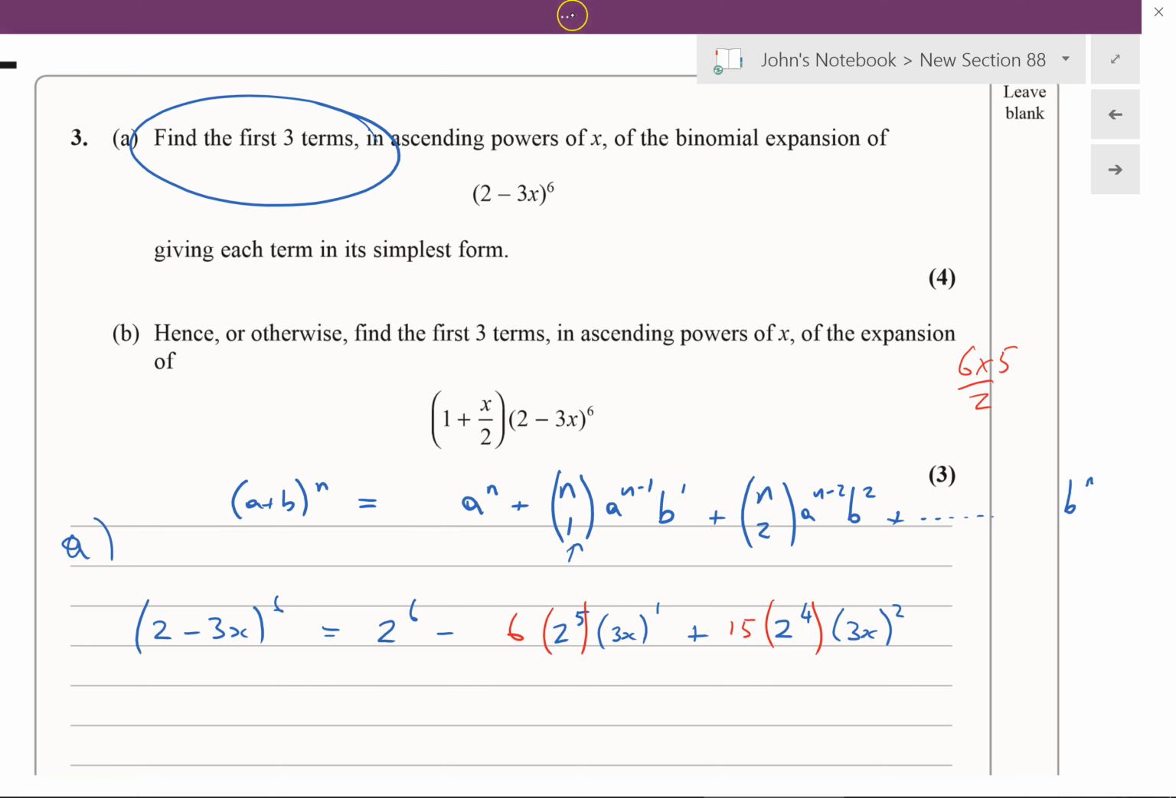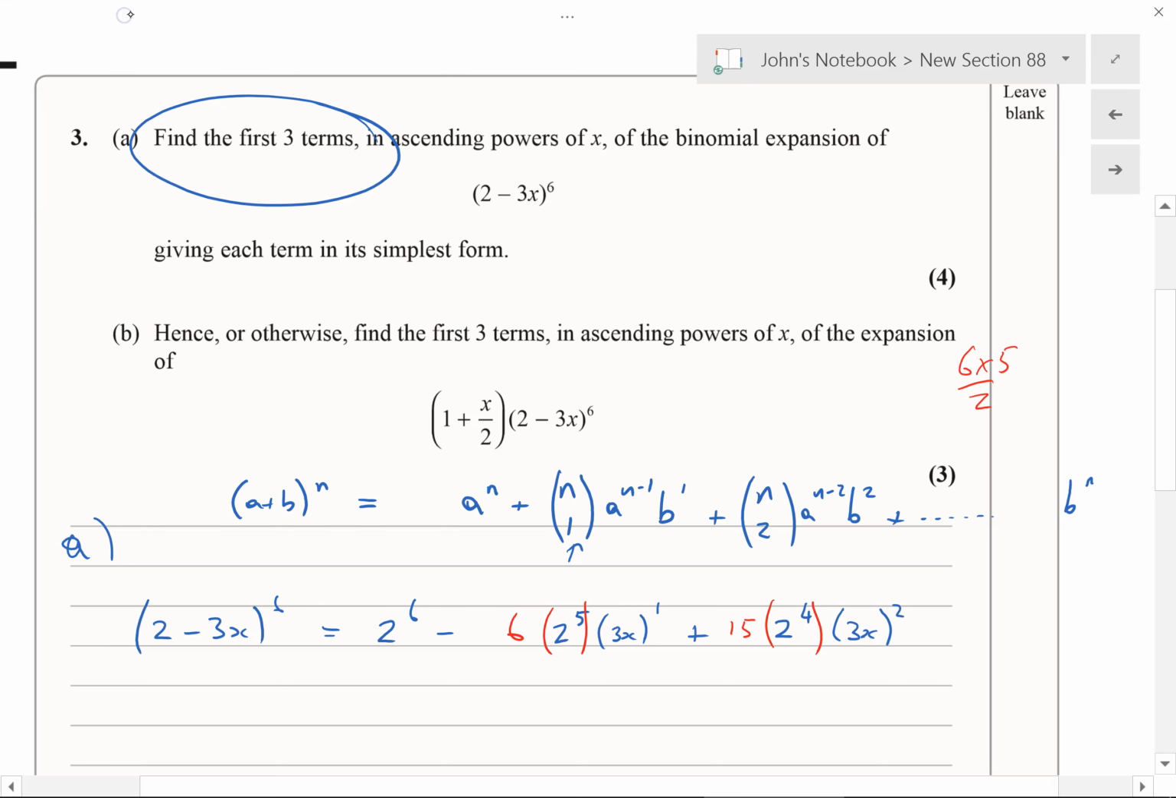If we simplify those bits down and just take care, we get that as equal to 64 minus 576x plus 2160x squared. Okay, and then so that's just done, and it only wants the first three terms, so that's fine.